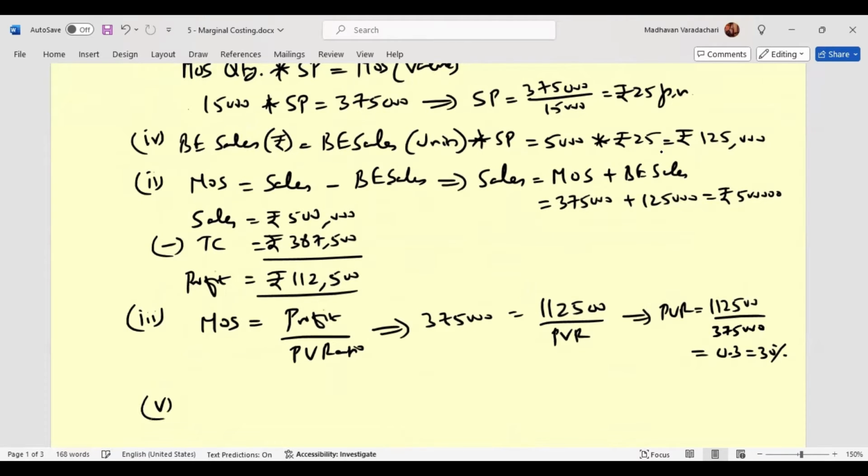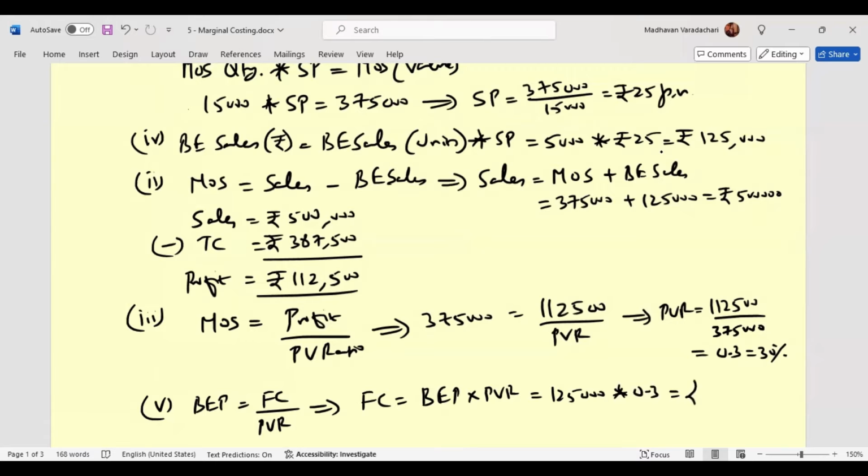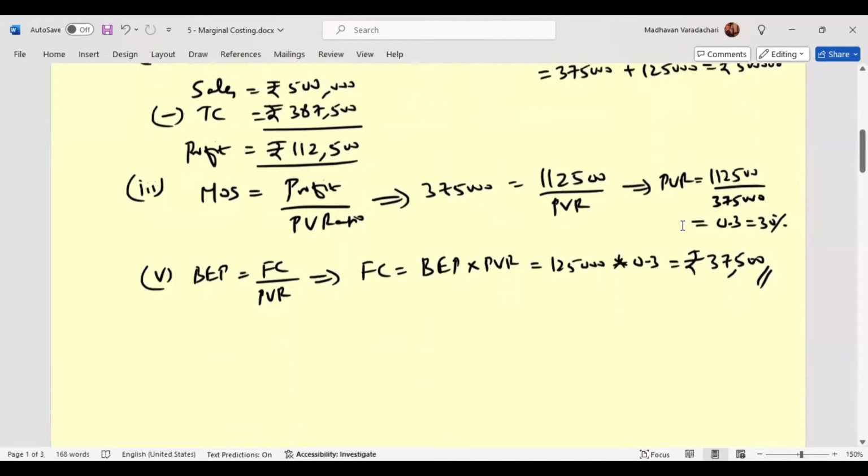So break-even point is nothing but fixed cost divided by PV ratio. That means our fixed cost is break-even point multiplied by PV ratio, which is 1,25,000 multiplied by 0.3, which will give us rupees 37,500. That is our fixed cost. So that will be the solution for this question. Let us move on to the next question.